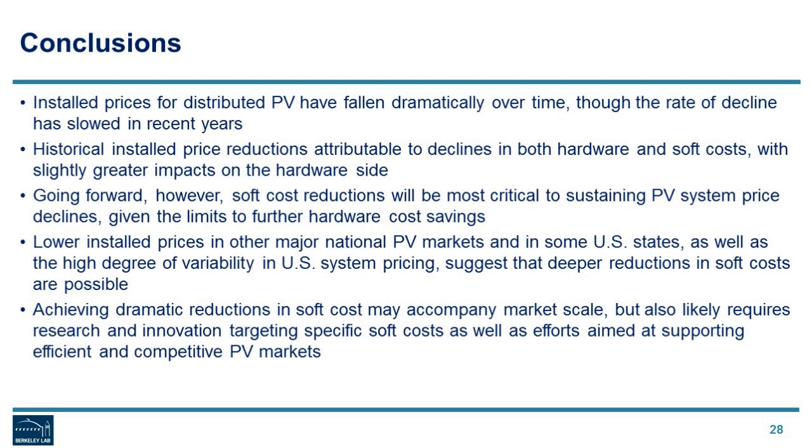So just to wrap things up here with a few conclusions, this is an annual report, and so our high-level conclusions tend to be pretty similar from year to year. Basically, as we've seen, installed prices for distributed PV have fallen quite dramatically over the long run, and that trajectory in recent years has continued, but at a relatively slow pace. Historically, those declines in installed prices have come from both reductions in hardware costs and reductions in soft costs, with a somewhat greater contribution on the hardware side.